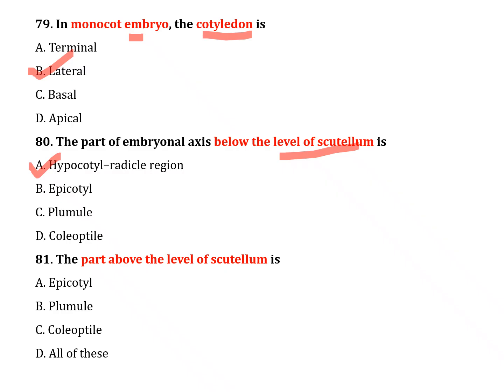The next question, number 81. The part above the level of scutellum is option A epicotyl, option B plumule, option C coleoptile, option D all of these. Correct answer is option D, all of these. The part of embryonal axis below the level of scutellum is the hypocotyl radicle region, and the part above the level of scutellum is the epicotyl, plumule, coleoptile. That is all of the above.